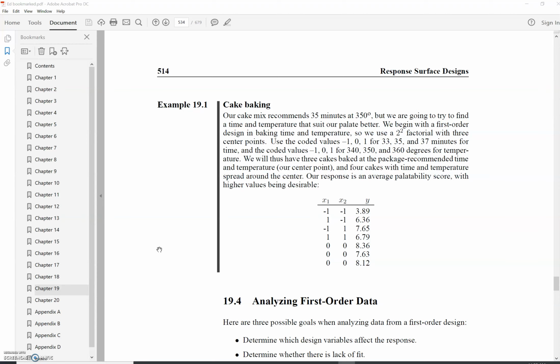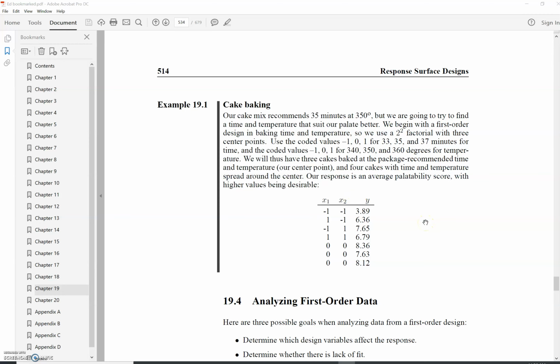So the response is the average score that is assigned. I guess they did some taste testing. That's called a palatability score, with the higher values being more desirable. Okay, so we can see at our design points, -1, -1, the palatability score is quite low. We see a potential high point at 0, 0. We see our 3 replications for the central time points, and then our different deviations from those central time points.